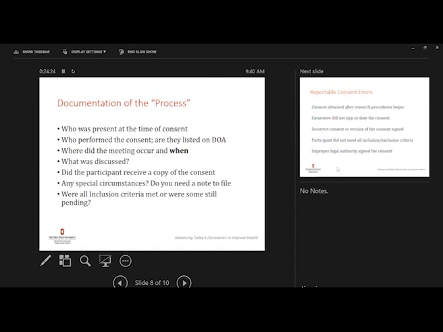Were there any special circumstances, or do you need a note to file about something that was a little off during the consent visit?